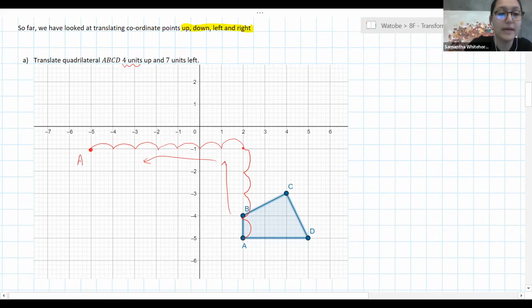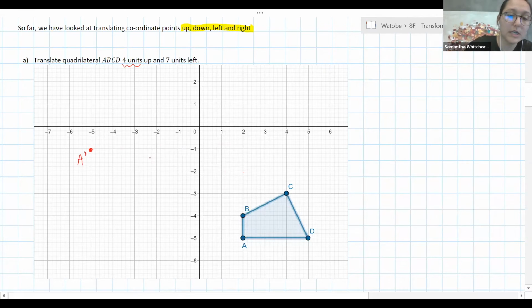Now remember, we label these coordinates A dash. So there's a little apostrophe that we put there, and that's showing me that my coordinate has been transformed in some way. So we always label it with a little dash. Okay, so if we do the rest of these coordinates, I'm just going to take off my scribbles. B needs to do the same thing.